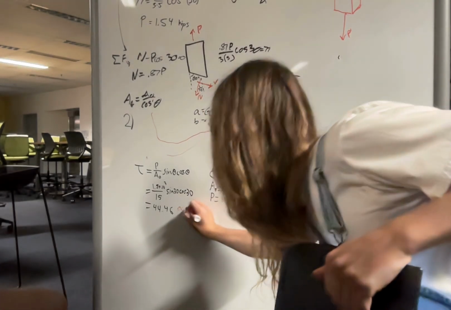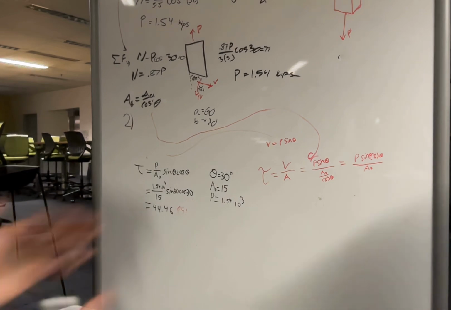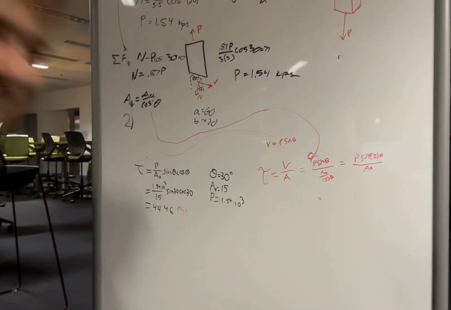Wait, real quick. How do we derive A naught and A theta? It's a good question. Professor Thompson, if anyone can answer it though.